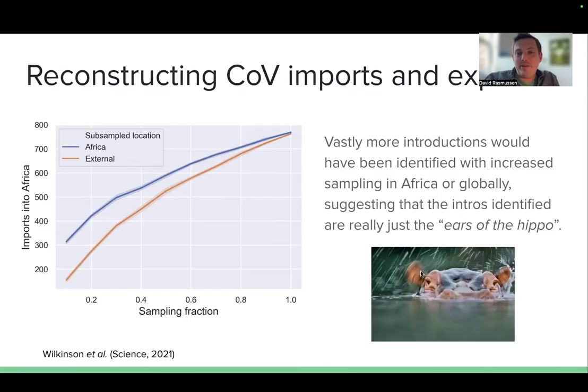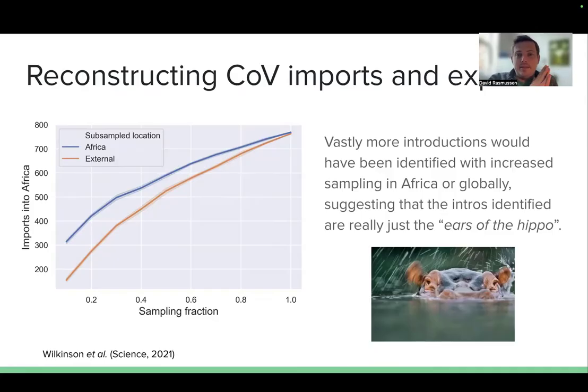You might see some ears popping out of the window, but you really have no idea how much hippo biomass is actually lurking beneath the water. So I really like this idea that when we're sampling pathogen genomes from locations where we're sampling huge outbreaks or epidemics anywhere in the world, we're really generally only sampling the ears of the hippo. And so there's a lot of undiscovered genomic diversity there, which could update or give us a different interpretation of what's happening and how these viruses are moving from location to location.